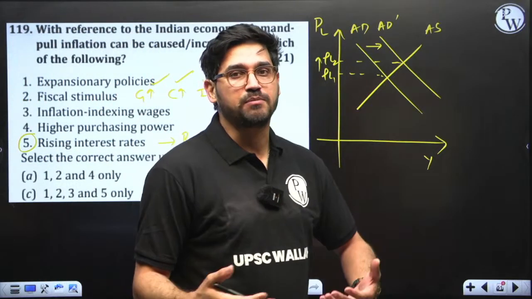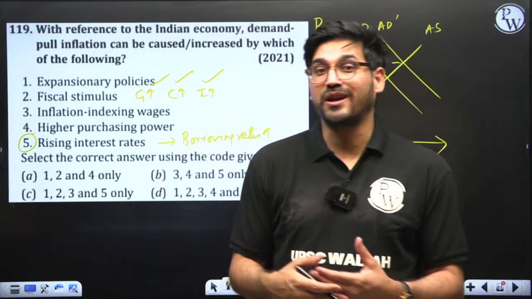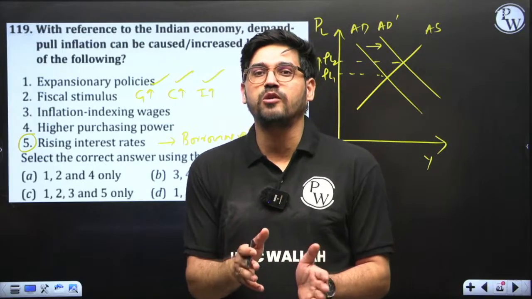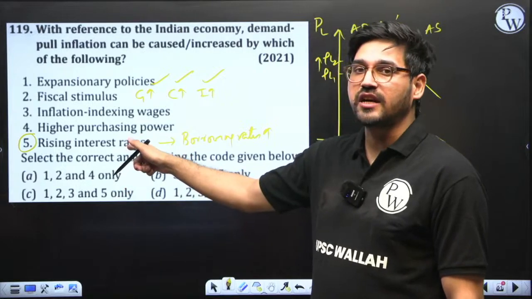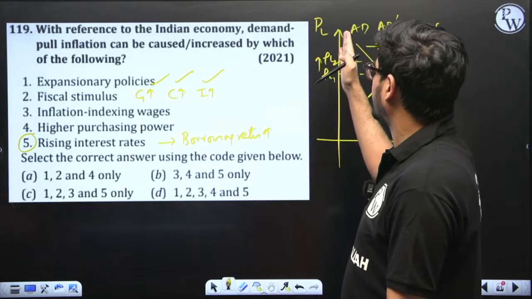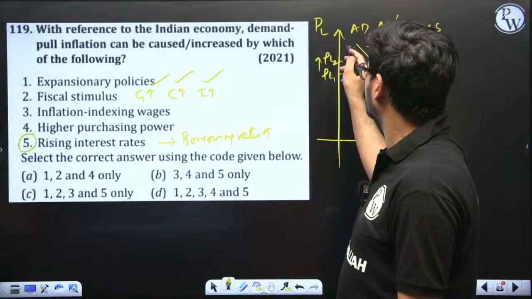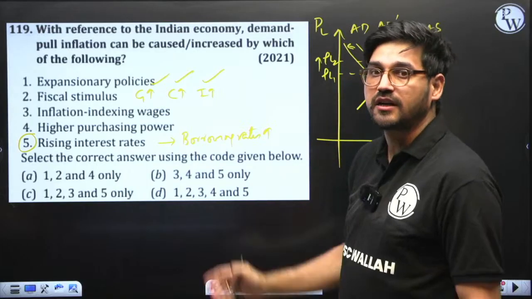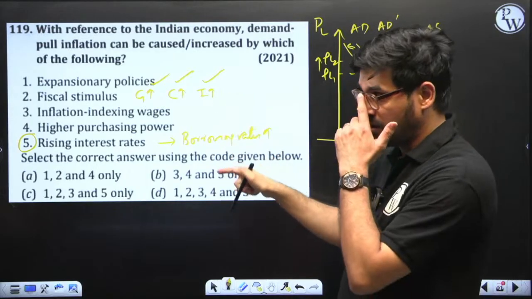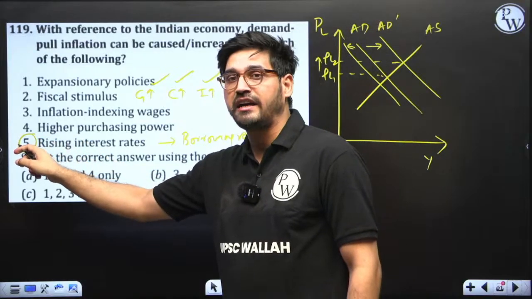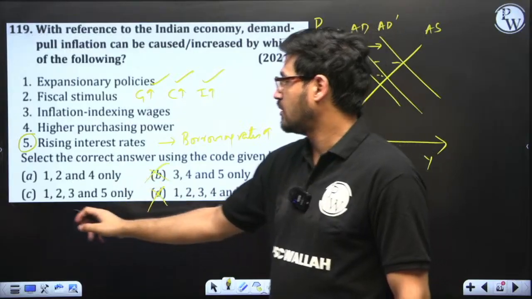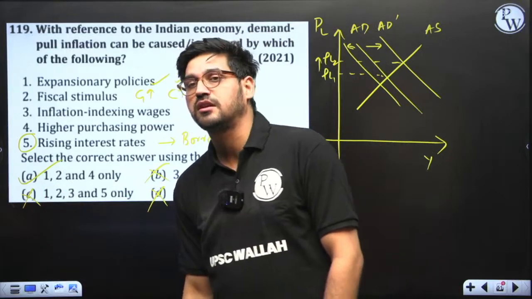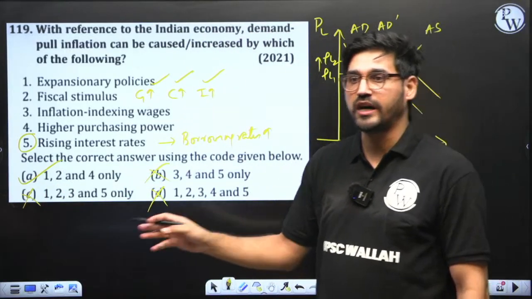And if these agents find it more expensive to borrow, quite obviously the borrowing that will happen will be lesser. So rising interest rates, is it going to pull the aggregate demand curve to the right or push it to the left? It is going to push it to the left. It is going to be deflationary in nature. That means wherever you find 5, you eliminate those options. This goes, this goes, this goes. Your answer is A, which is 1, 2, and 3.